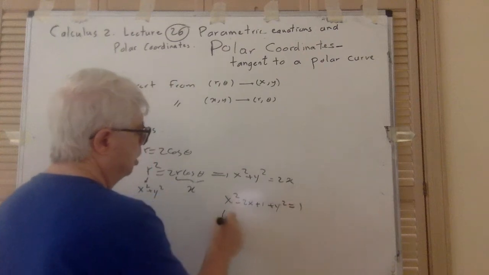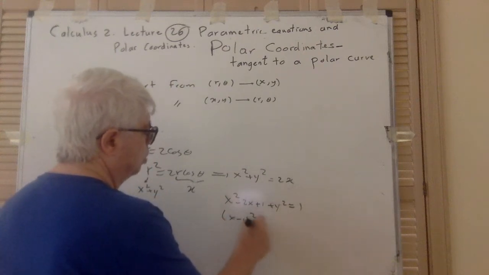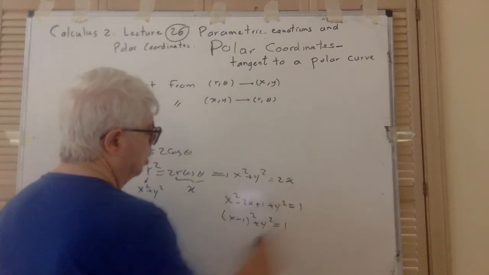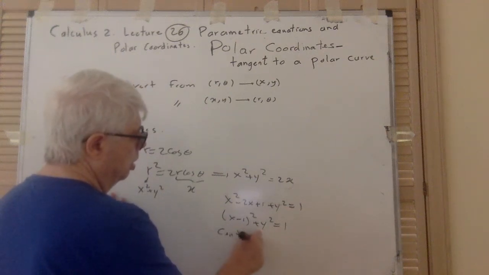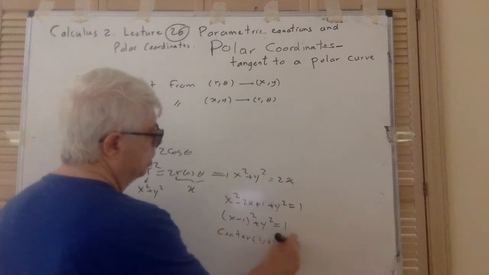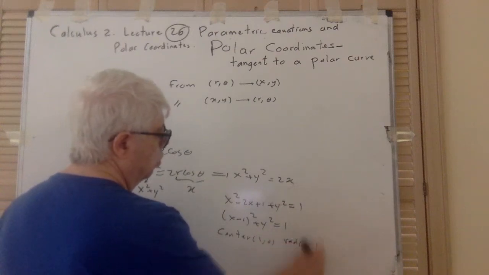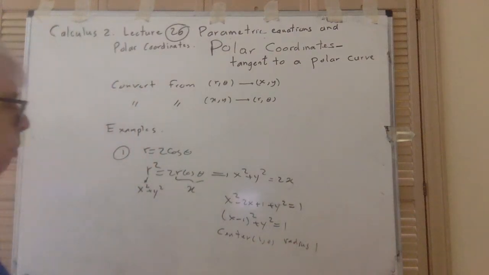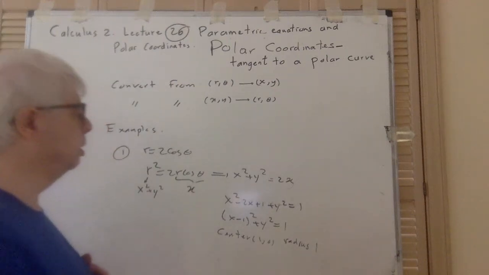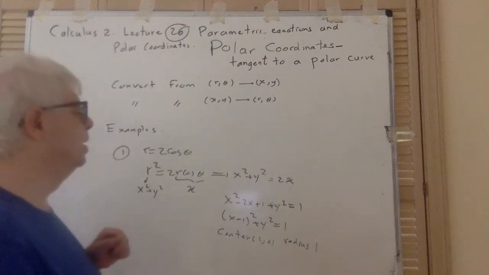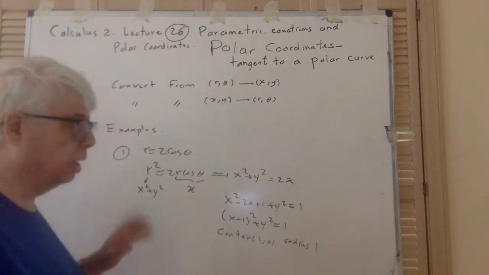So I have x minus 1 squared plus y squared is 1. And that is a circle with center (1, 0) and radius 1. Okay, so that's how you do it. You multiply in this situation by r. It's not always like that, please.